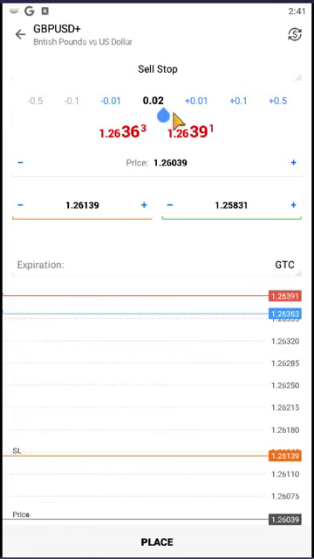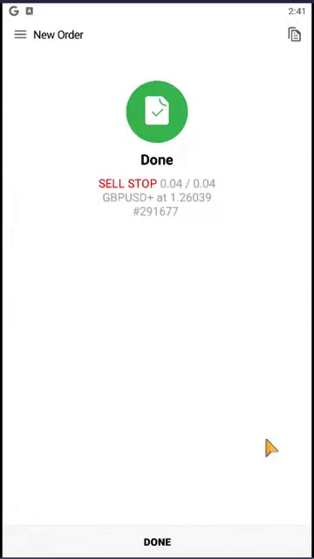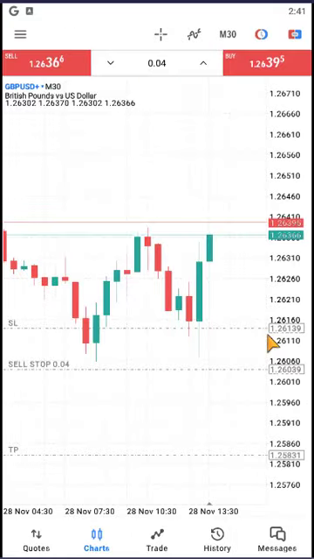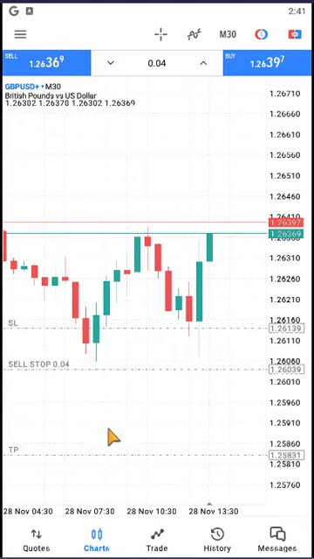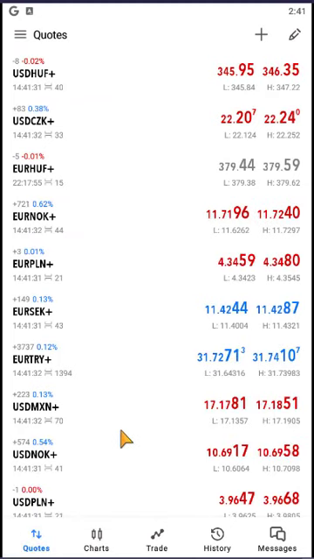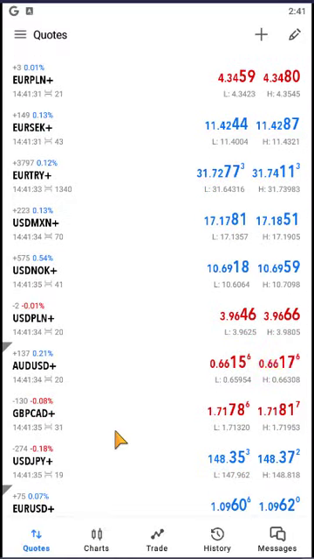So let's say on this one I would like to use a 0.04, right? Then I'll click on place. So we have been able to set for buy stop, buy limit. Of course, this is sell stop. Let's do one for sell limit. Then we'll be done with this particular pending order for MT5.